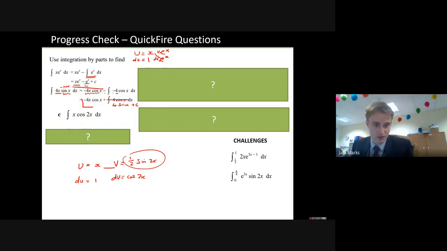You're going to do uv, so you're going to have a half x, or you can have x over 2 if you like, a half x sine 2x, minus the integral of v du. Well, the du is 1, so you just get left with that v part there.